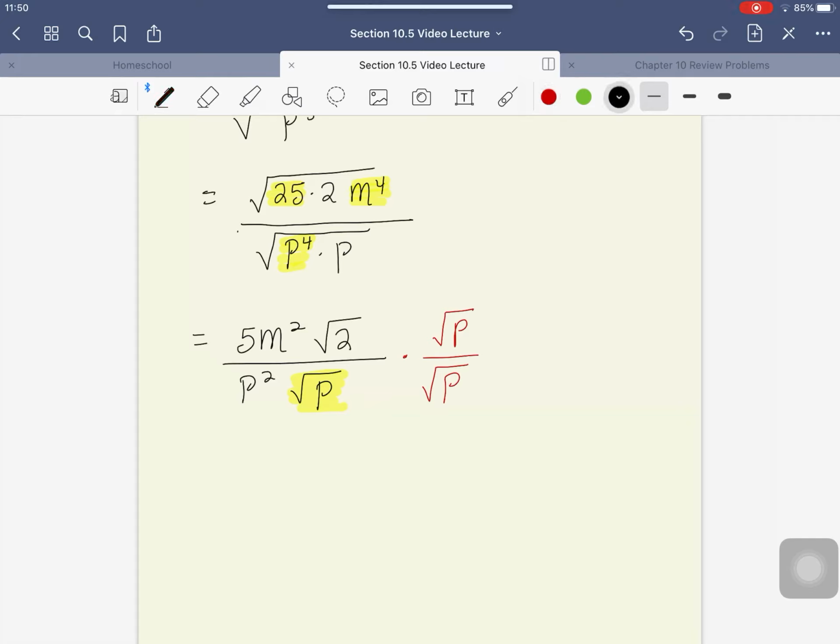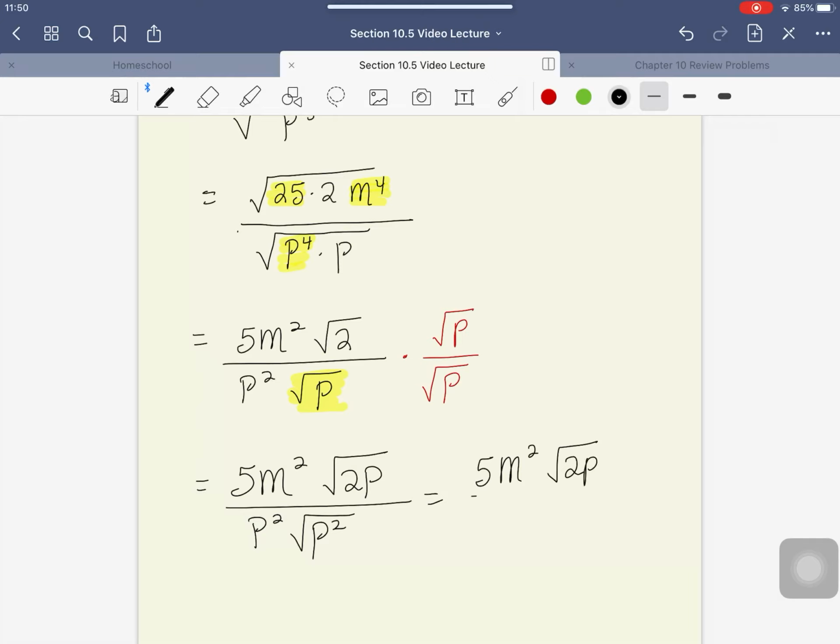So now that equals 5m squared square root of 2p over p squared times the square root of p squared. And the square root of p squared is p. So now I have 5m squared square root of 2p over p cubed.